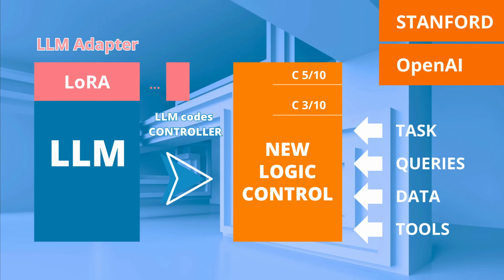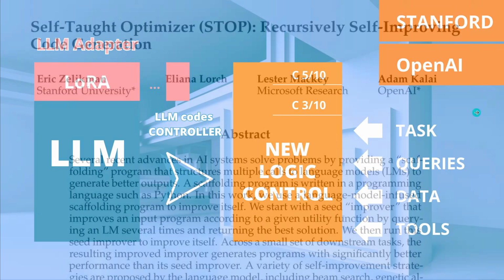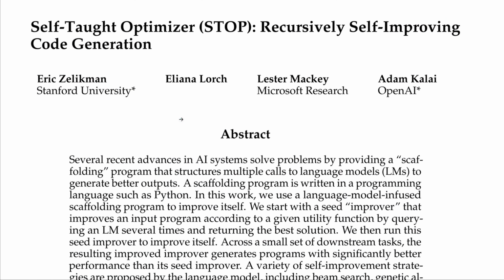Hello, community! Today we have a look at a new idea by Stanford University and OpenAI. And this is the publication we're going to talk about. Stanford University, Microsoft Research, and OpenAI came together to publish something about a recursively self-improving code generation.